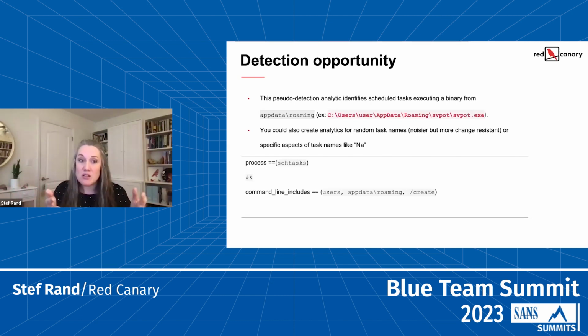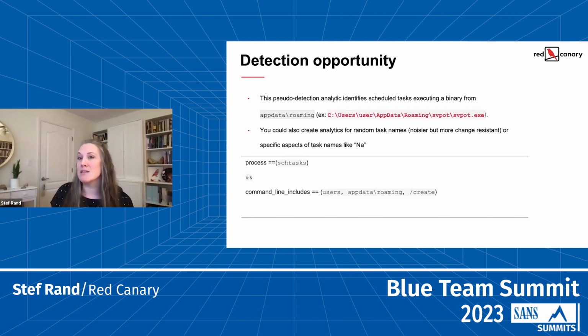So something like this pseudo-analytic that I mentioned here, so scheduled tasks executing binaries from this unusual folder, this AppData Roaming folder, is the kind of thing that not only will it detect crypter behavior, it will also detect potentially other types of malware. And the nice thing is it doesn't depend on the task name. So as you start getting more specific, you also get more brittle.